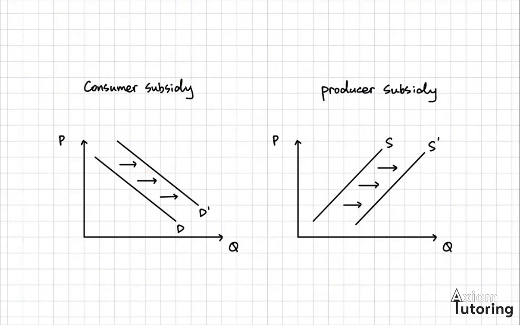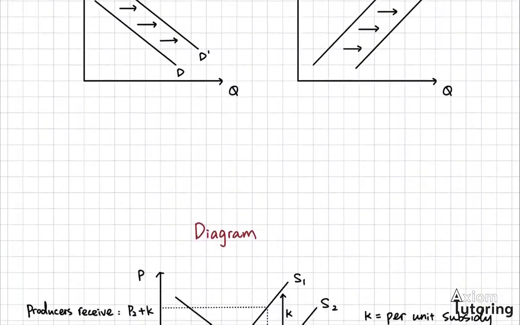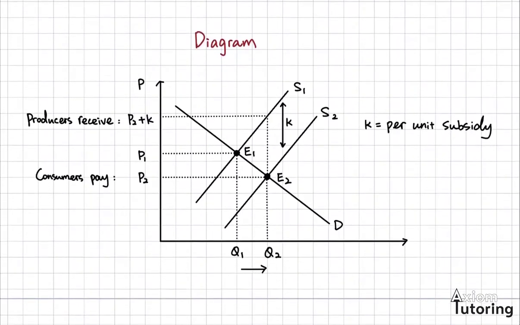Producer subsidies, on the other hand, are paid to producers to reduce their costs, and in turn, they will lower the price for consumers. An example of this is agricultural subsidies, where farmers receive financial support to maintain low food prices. The producer subsidy results in a rightward shift of the supply curve. Now, let's move on to the effects of subsidies on the market.